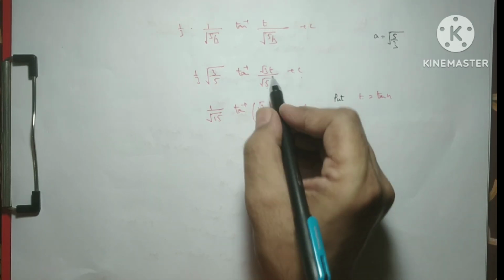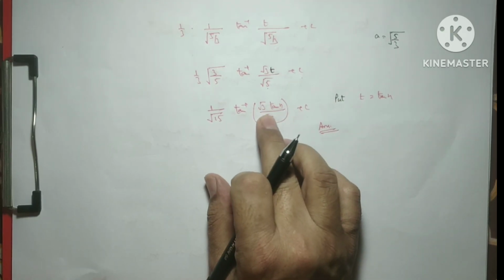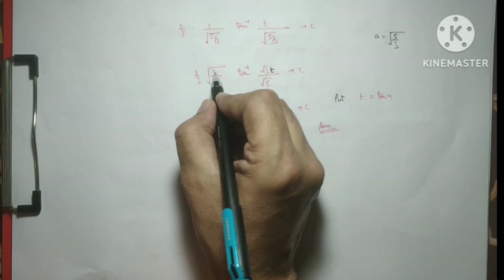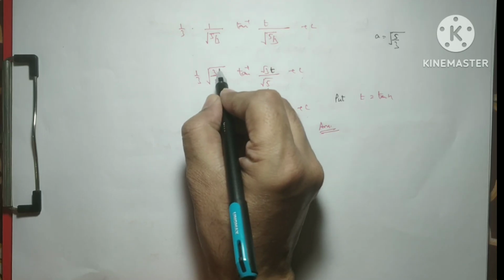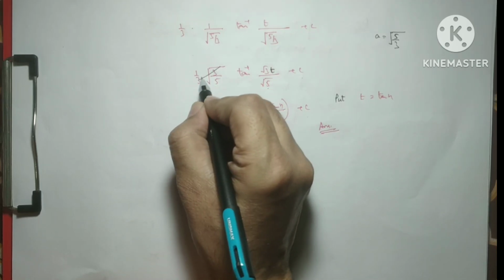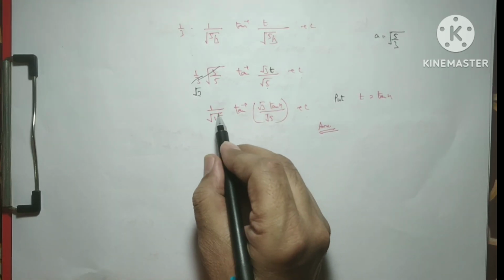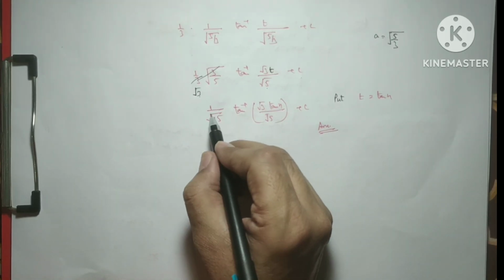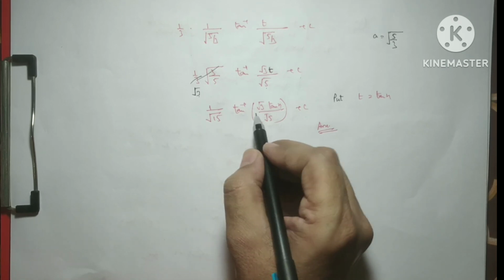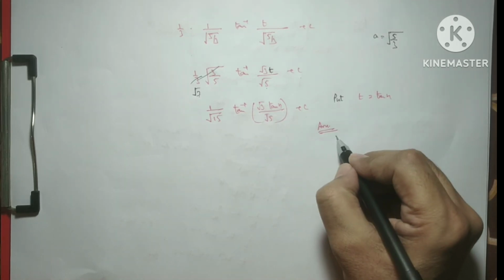So this is t, and on putting this value we get this, and right now when we cancel root 3 and 3 we get root 3. So root 3 and root 5 becomes root 15. So we get 1 over root 15 tan inverse root 3 tan x over root 5. So this is the answer.